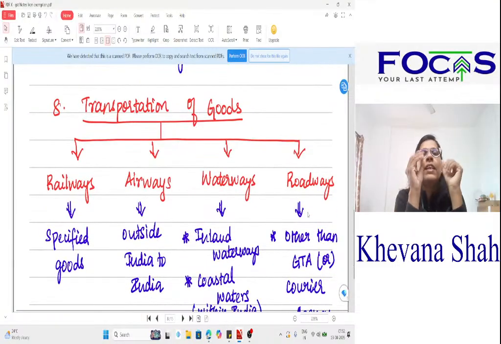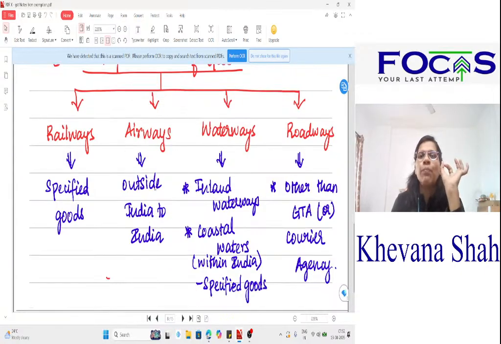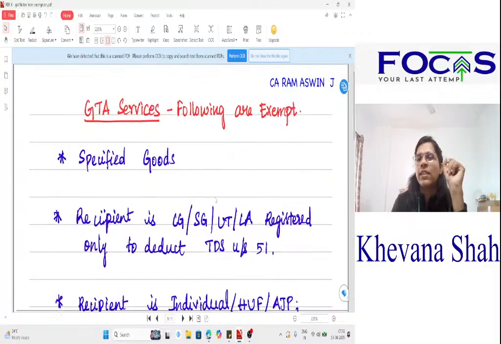And in case of transportation of goods, again specified goods in case of railways are exempted. Then airways, if it is outside India to India, then that is exempted. For waterways, again in inland waterways and in coastal waters for specified goods, it is exempted. And for roadways other than your GTA or courier agencies, it is exempted.